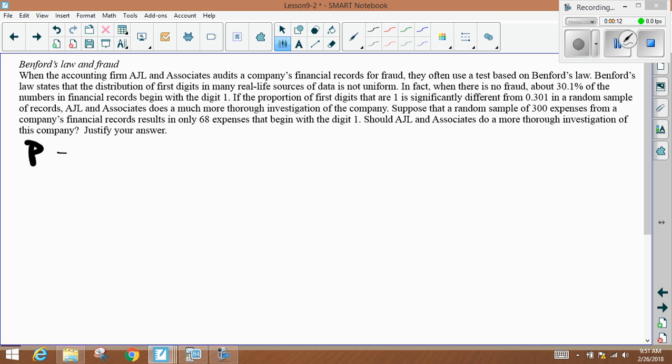So let's get out our P. What is our parameter? We're looking at the proportion of financial records. Well, expenses, I guess, is what it is. Yeah.